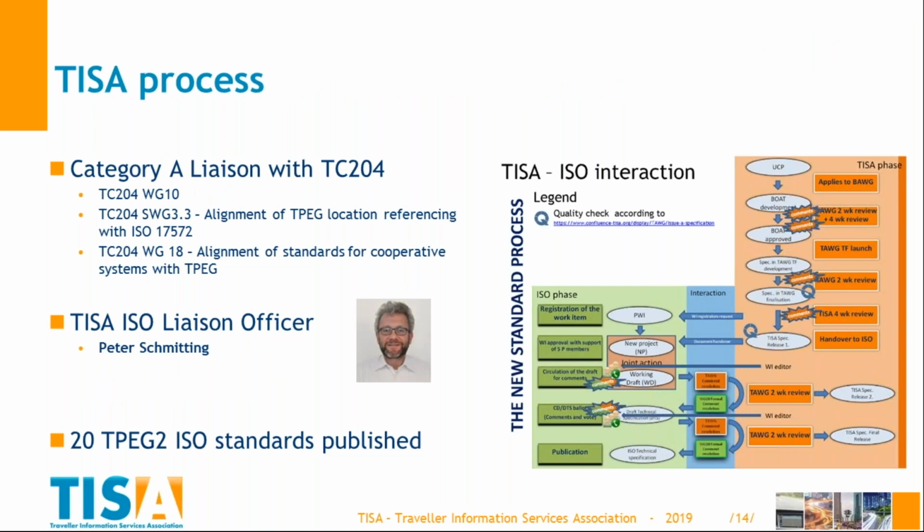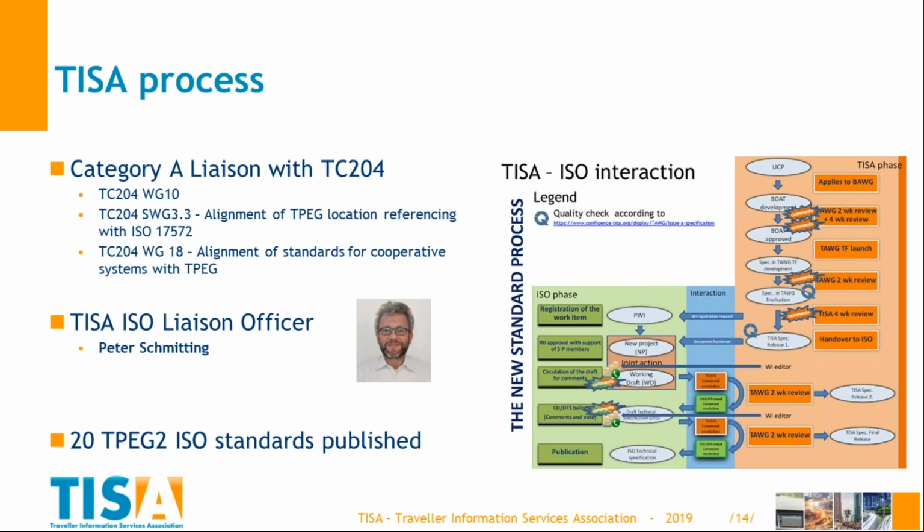Now I would like to come to the process in terms of standardization. We have a category A liaison with ISO, with the technical committee called TC204, which means that we can intervene and liaise whenever there is a need, or when we see a possible overlap, to discuss items. Working Group 10 is the main working group in which we submit all the specifications for standardization.